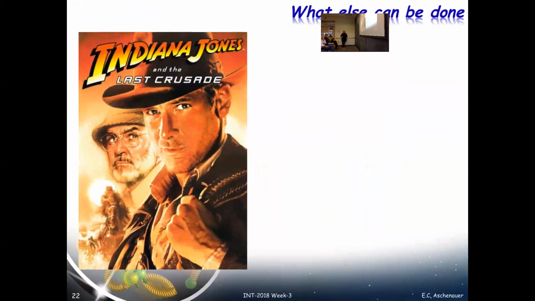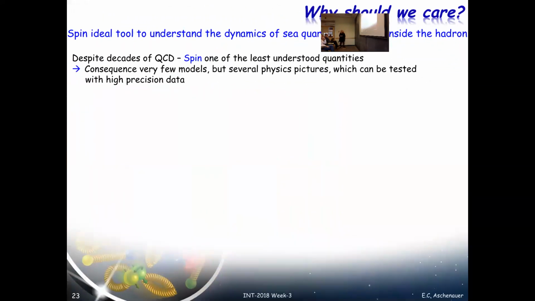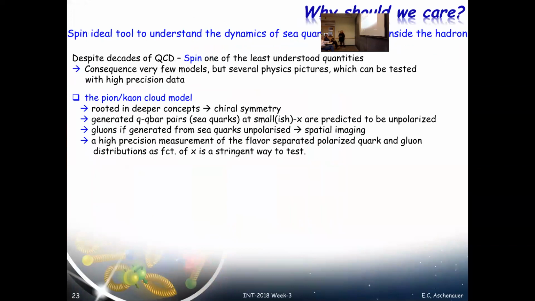So what else can be done? I think it is simply a last crusade. It is a hint for the holy grail in spin physics: to resolve the spin sum rules and decompose what the different components are for the spin of the proton. So why should we care? We all know spin is the least known quantity which we have.